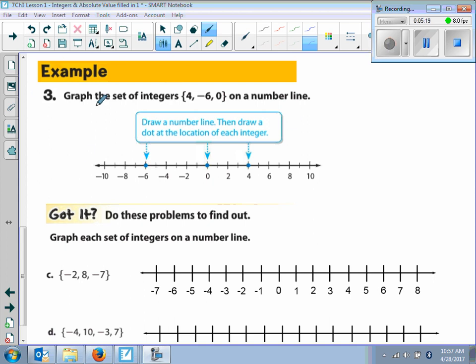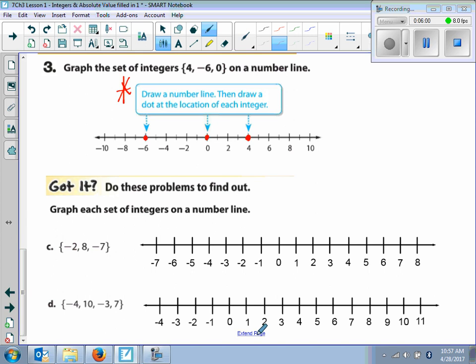Example 3. Here, this is graphing a set of integers on the number line. So when we graph on the number line, once again, make sure you know this is what you're supposed to do. You're going to draw the number line, and then you're going to draw a dot at the location of the integer. So you already wrote that down. You don't have to write it down again. So here we have positive 4. You just put a dot right on positive 4. You have negative 6. You just put a dot on negative 6. And 0, you put a dot on 0. And that's all there is to graphing on the number line. Is everybody clear? Yep. All right.